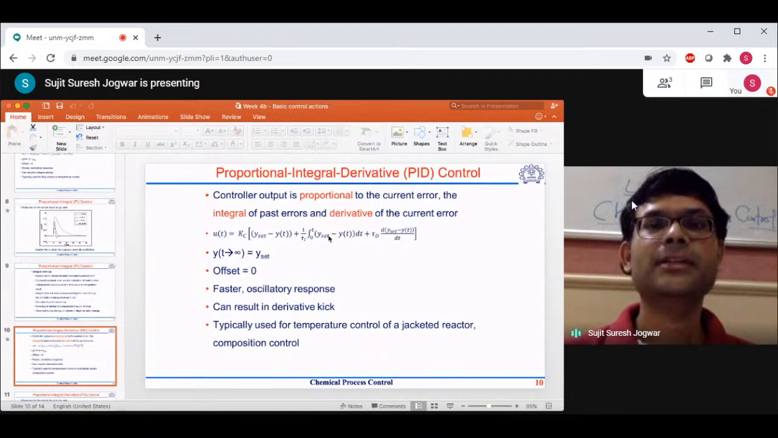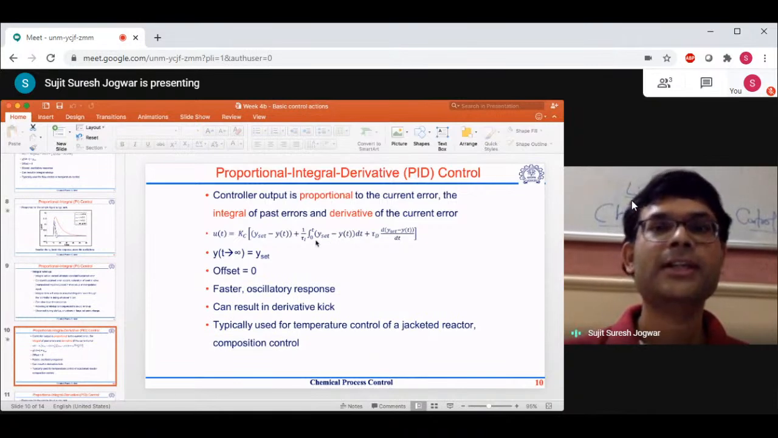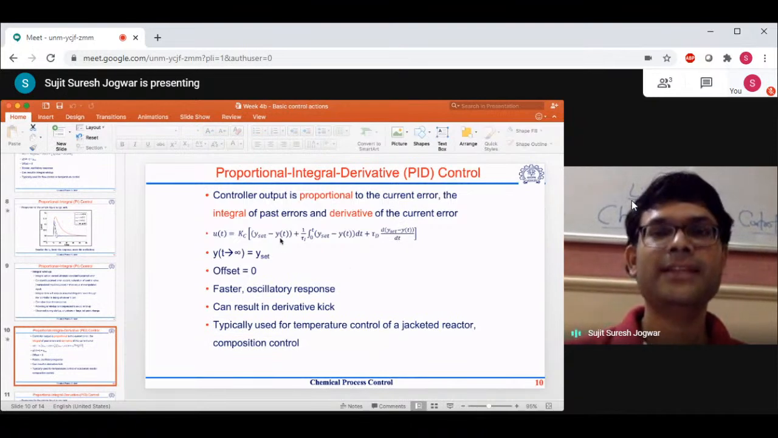So typically that helps you in terms of achieving the offset free response. If your y set is not equal to y, then your integral contribution will always keep on going. Let us say your output is constant but not equal to the set point, so then this will have a constant value. Even the derivative will be constant, because the derivative will be 0, because y set minus y is constant. So even if you have an offset, a PD controller would reach a steady state.